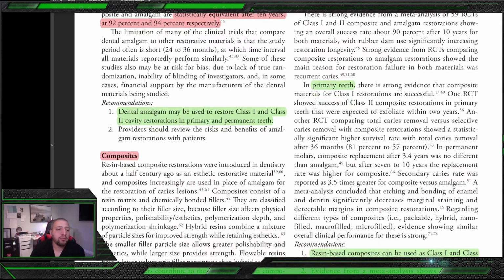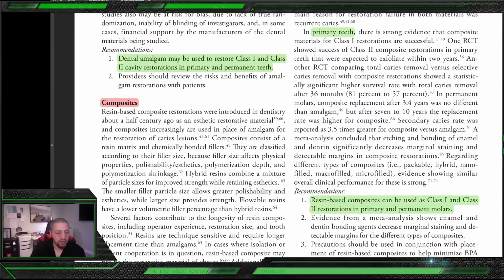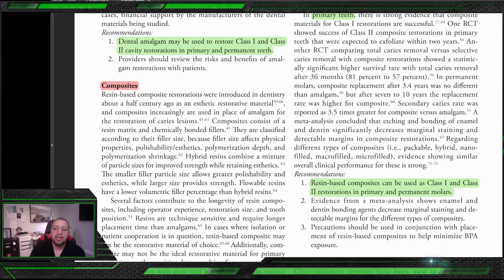And then we speak about composite. Composite, as we all know, I don't need to speak about it. It's resin reinforced with fillers, and can be used for this one. And then he speaks about it, so it's the same as amalgam. He speaks about the success rate and where it can be used. And then he gives you the criteria here.